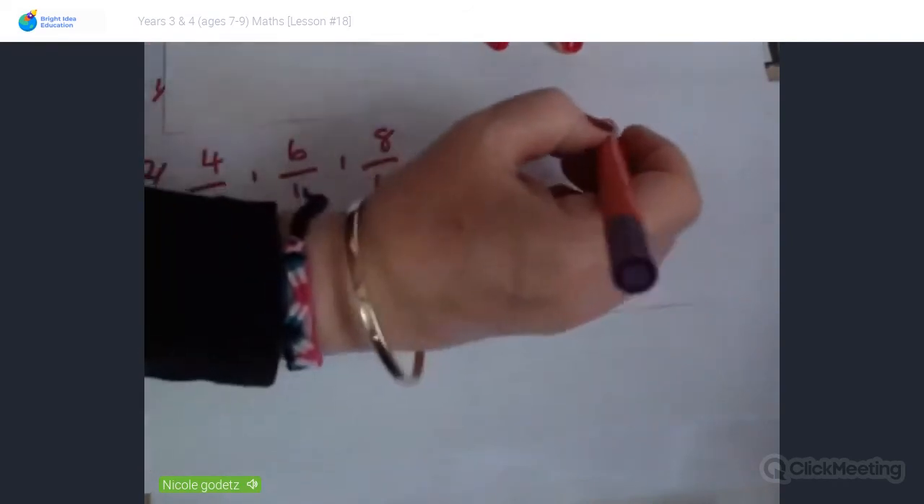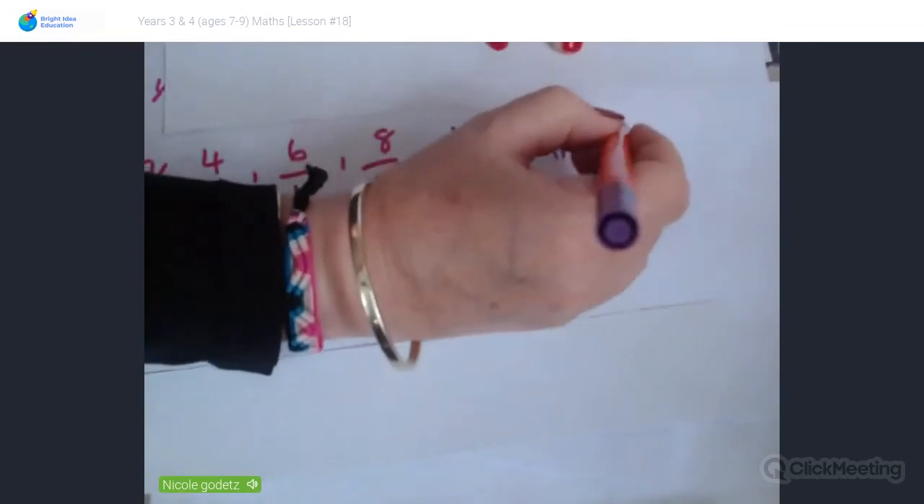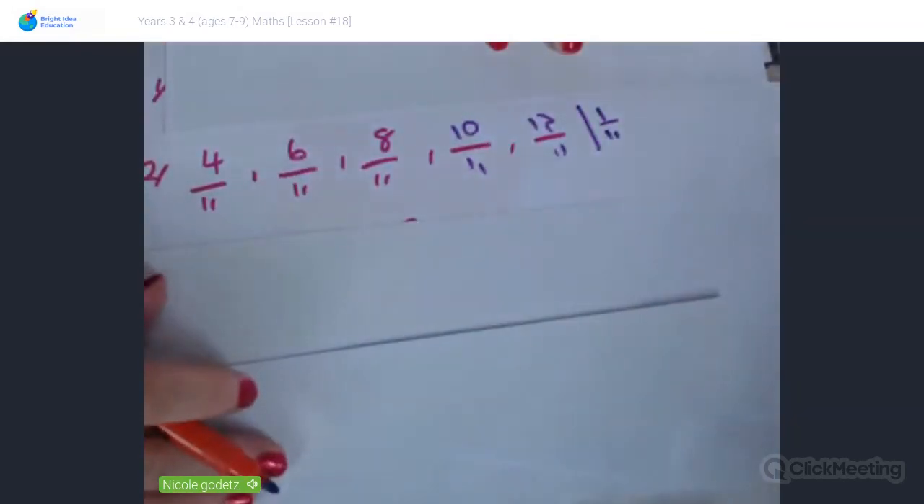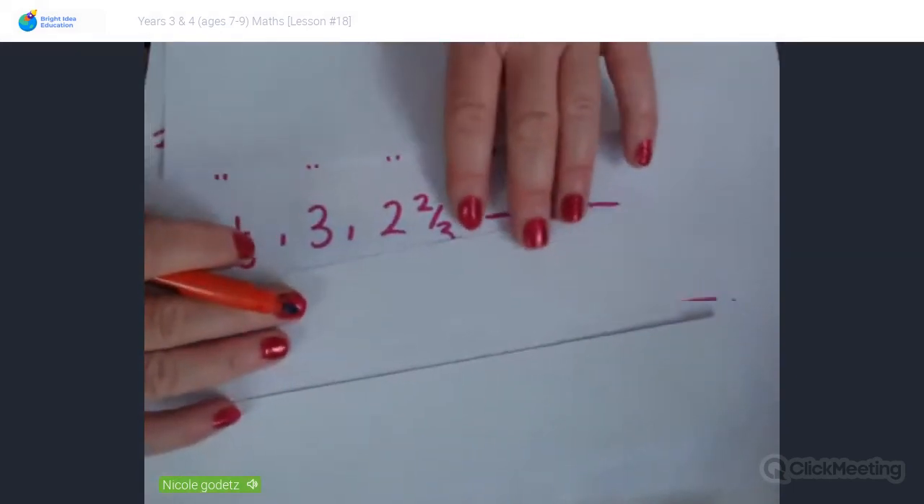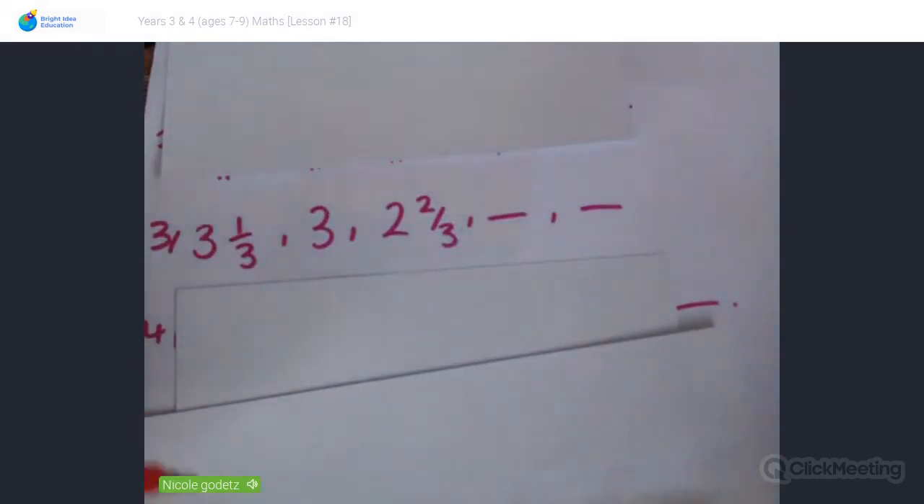Quite right, you could say 1 and 1 11th. So 1 whole and 1 11th. I'll accept that as well. Absolutely. What are the next 2 numbers in this sequence? We've got mixed numbers here, whole numbers and fractions. So that's question 3. We've got 3 and 1/3, 3, 2 and 2/3. What's going to come next?